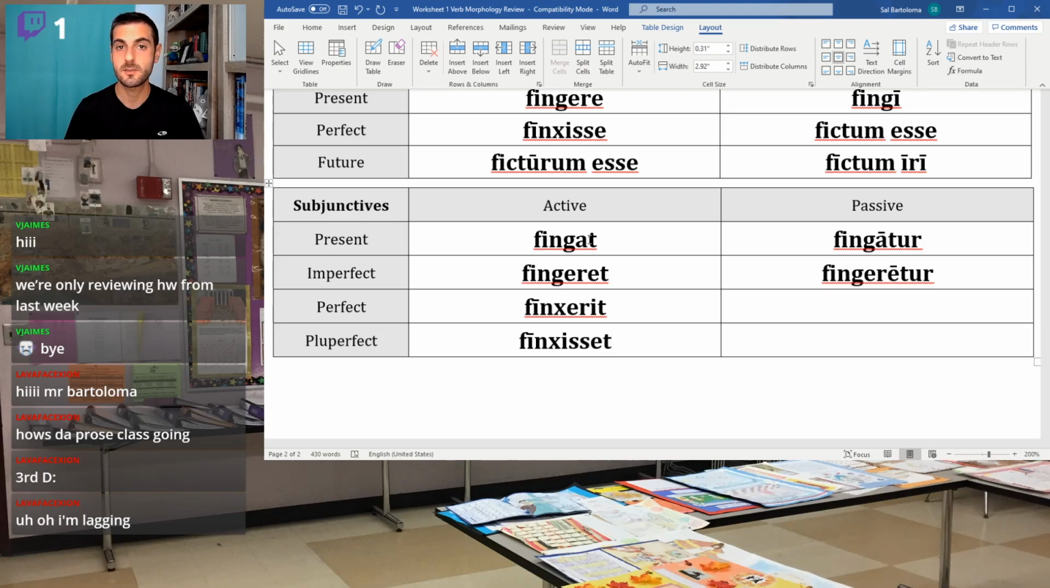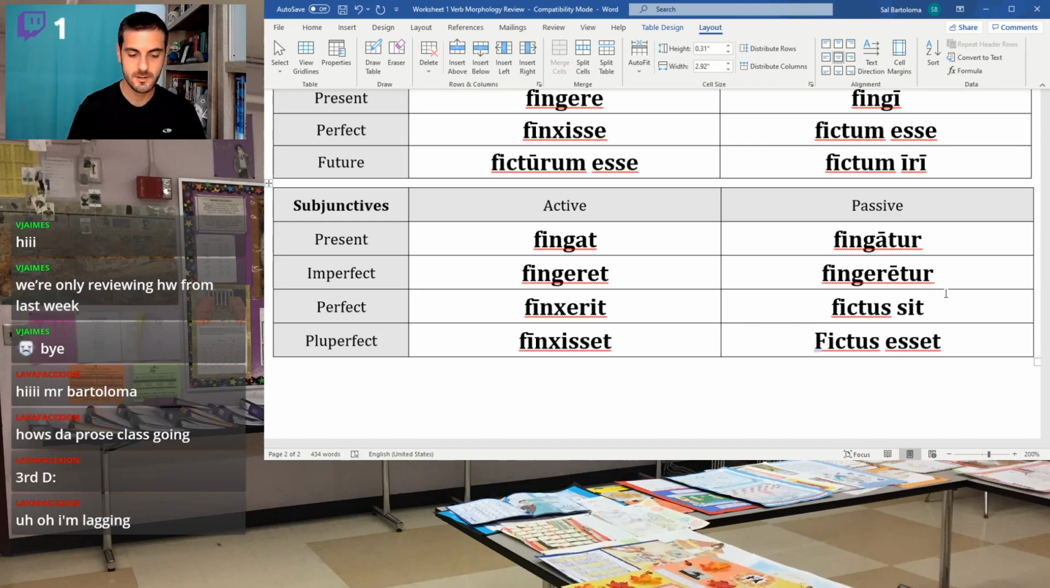So there's a couple of ways that you can look at this. You can think about isset as being an ending, or you can think of finxisse, which is the infinitive from up here, borrow that infinitive, and just slap an ending on it. You could think of it either way. Anything perfect passive is always the fourth principal part, so fictus, and instead of est, we use the subjunctive form of est, which is sit. And then to make it pluperfect, we add esset.